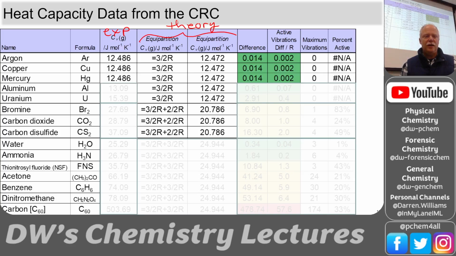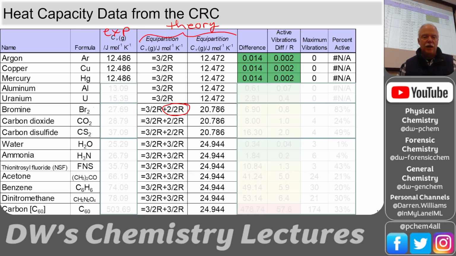Here for bromine, carbon dioxide, carbon disulfide, what's unique about these 3 molecules? Linear, so now we have rotations. So now we have the 2/2 R added in. You see that? So 3/2 plus 2/2, we have 5/2. So 5 times 8 is 40 divided by 2, 20. So here we are at 20. So this is the theoretical.